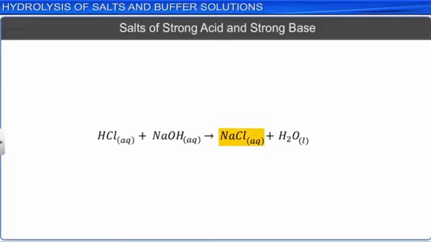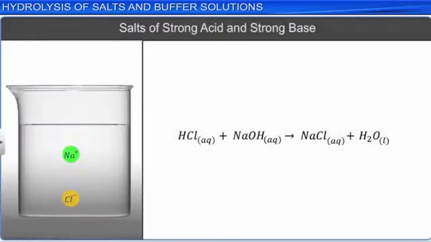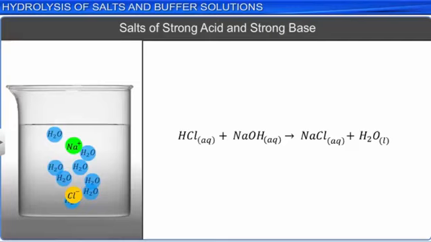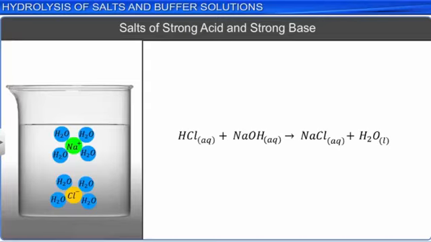Sodium chloride is a salt of a strong acid, HCl, and a strong base, sodium hydroxide. As both the acid and the base are strong, their conjugates Cl- and Na+ ions are weak. Hence, they simply get hydrated but do not undergo hydrolysis. Thus, the solution remains neutral.